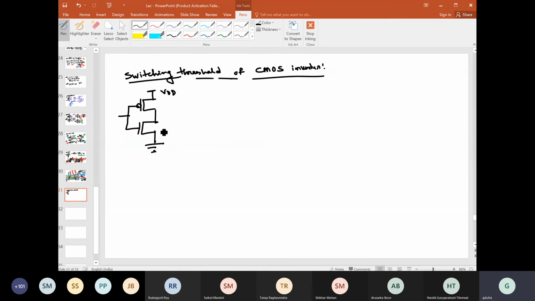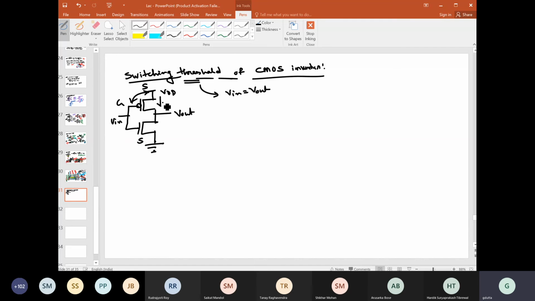and this is ground, this is V out, and this is V in, right? And the switching threshold is that point where this V in is equal to this V out. So that way you can see that if this is V in equal to V out, at that point there will be some voltage that we need to find from here, right? VSG, what is the VSG from here, and what is VGS from here, all this stuff that you can do.